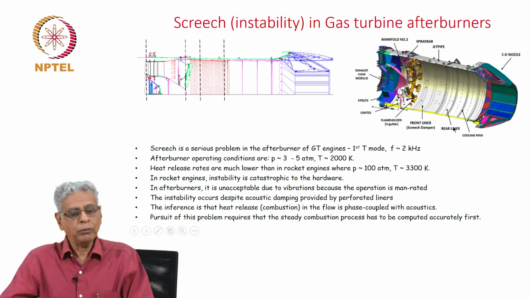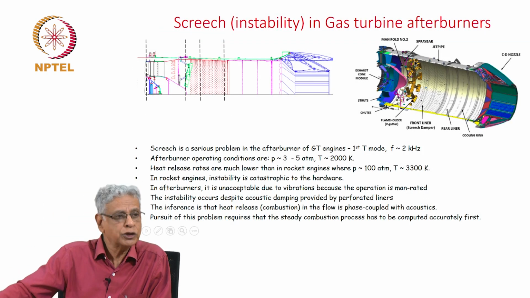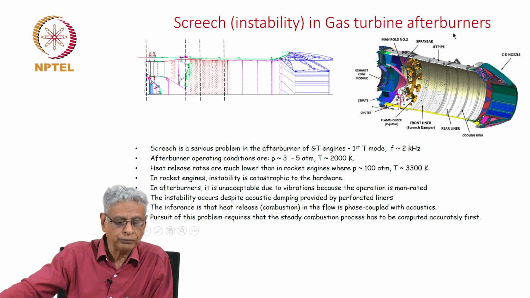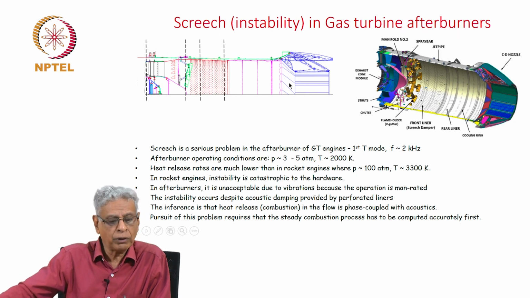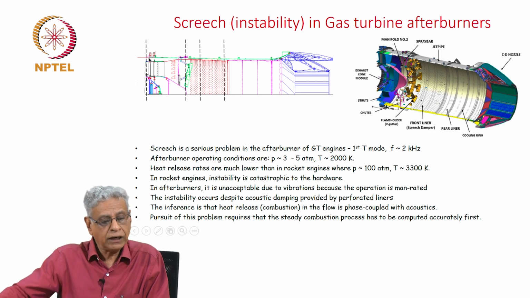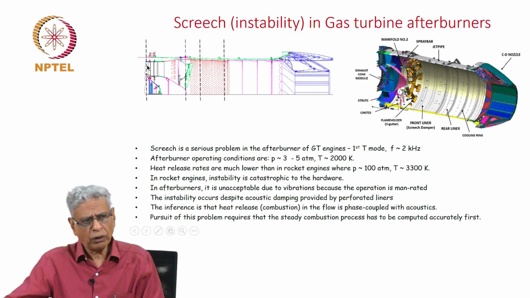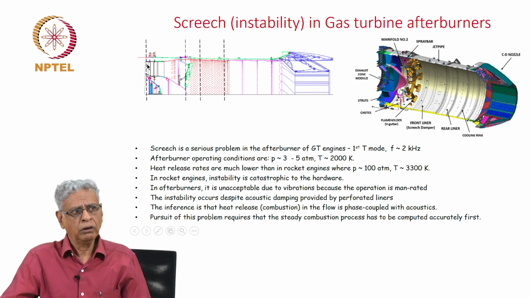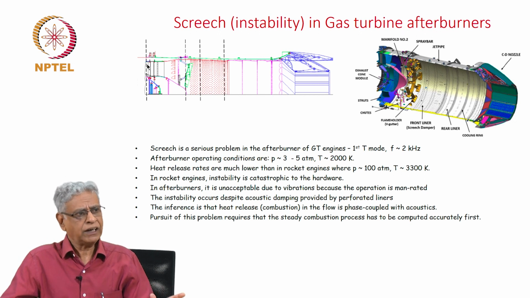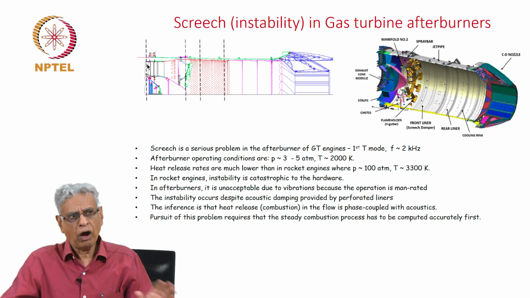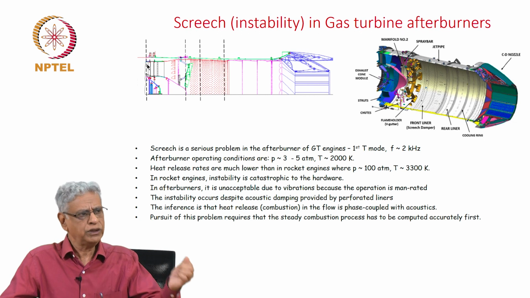There is a further problem called Screech, which is actually instability in gas turbine afterburners. You see here the afterburner: the gases come out from the combustion chamber and go to the turbine. At the end of the turbine exit, they enter the zone, and you have a diffuser section here, the gases come through here, and the combustion process in the main combustion chamber occurs at fuel lean conditions. Approximately half the fuel is only injected there.